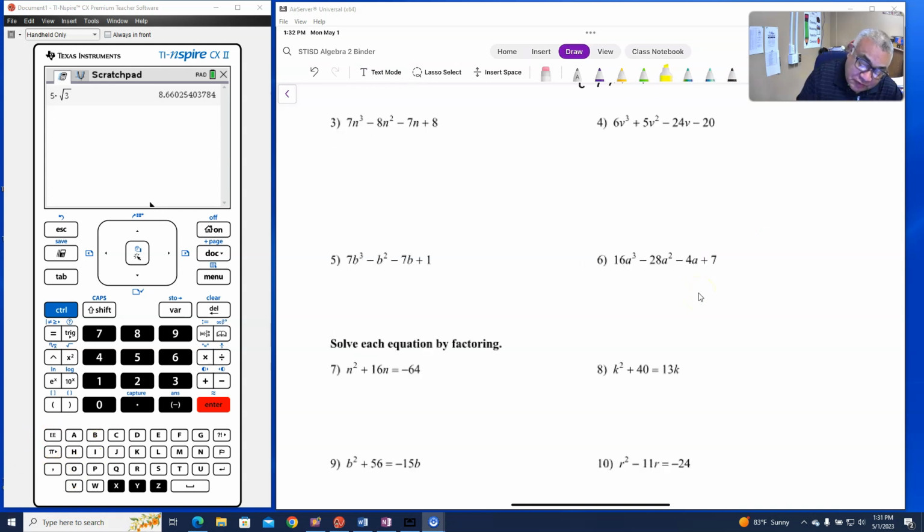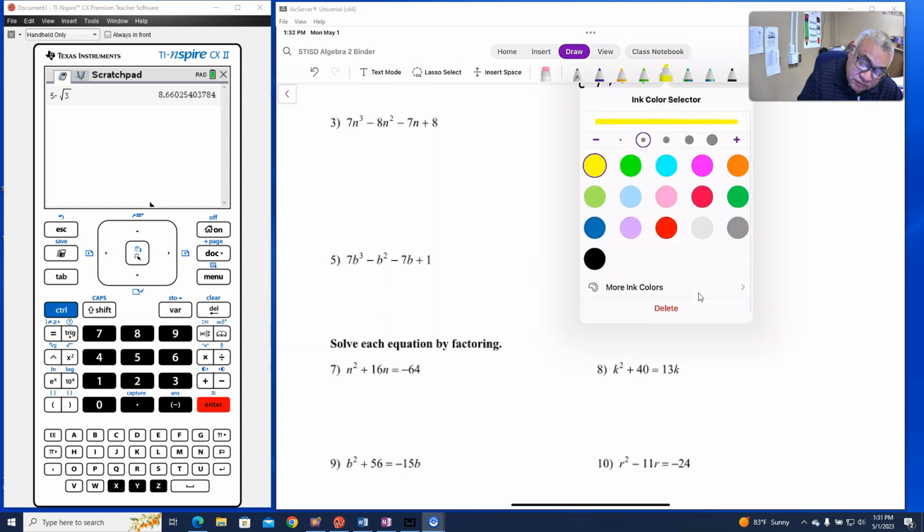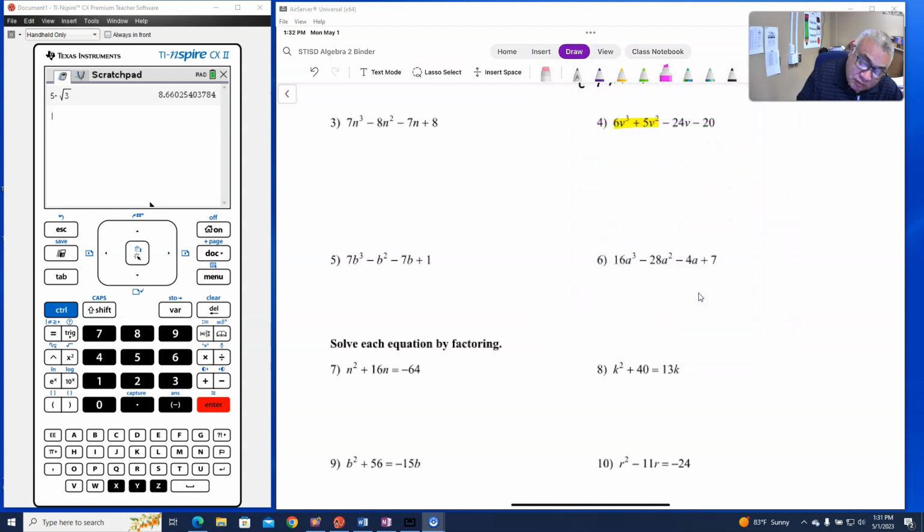So we're going to do the same thing. We're going to factor by grouping. We're going to group these two, and we're going to group these two. And so I have parentheses around the first two. So the greatest common factor is v squared, so we're left with 6v plus 5. Now, the common factor between 24 and 20 will be negative 4. So we have 6v plus 5.